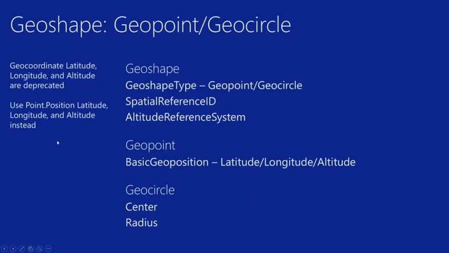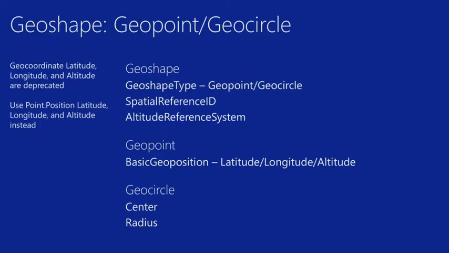GeoPoint and GeoCircle are both geoshapes. A geoshape is lightweight and simply consists of the shape type, the spatial reference ID, and the altitude reference system. Spatial reference ID corresponds to the spatial reference system based on the specific ellipsoid used for either flat Earth mapping or round Earth mapping. The altitude reference system allows you to choose different reference points such as ground level, surface level, sea level, etc.